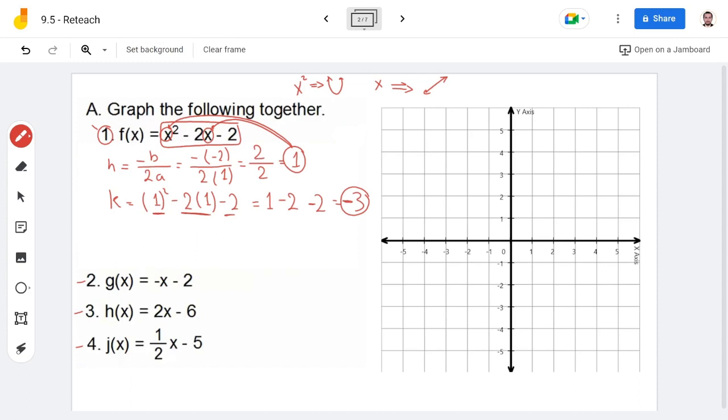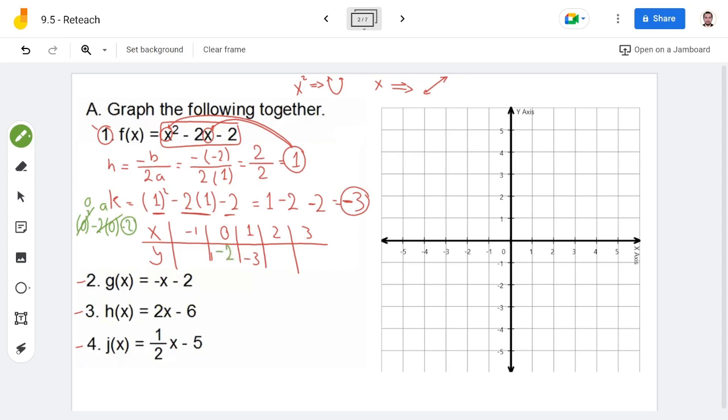Now let's make the table. We know that our table has x and y. In the middle should be h and k. Pick 2 points on each side, so 0, negative 1, 2, and 3. Now replace the 0 in the function. So 0 squared minus 2 times 0 minus 2. This part is equal to 0, this part is equal to 0. So the answer is what?